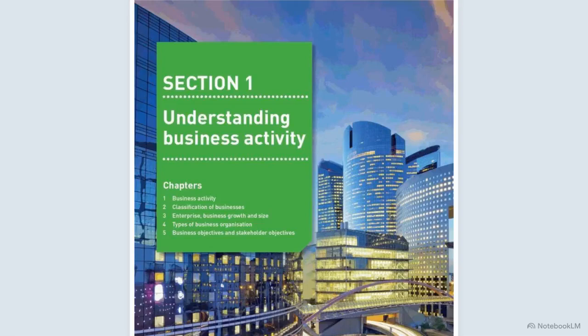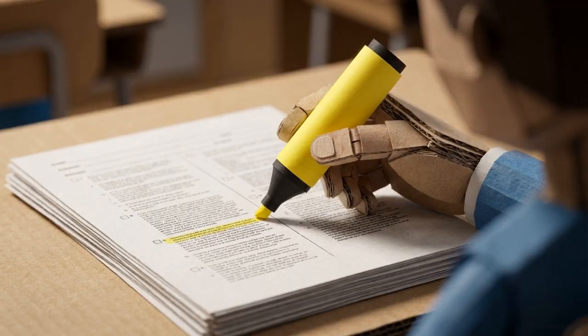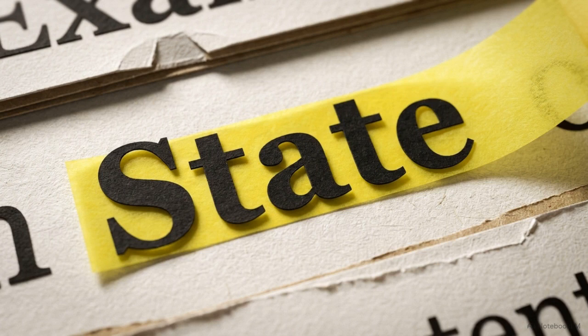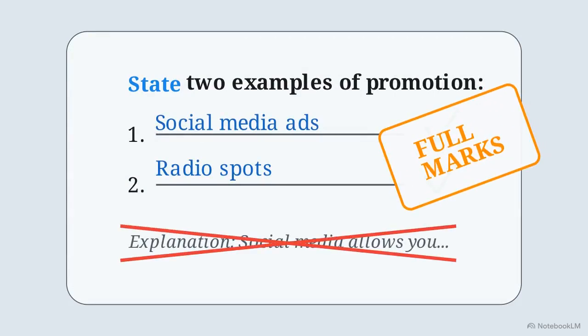This textbook cover shows Section 1 of the Cambridge IGCSE Business Studies curriculum, which is exactly where an entrepreneur's journey like the one we just explored would appear as a specialized case study. When tackling these case studies on the exam, watch your command words closely. If a question asks you to state something, like state 2 examples of promotion, it only requires you to name the facts. No further explanation is needed.